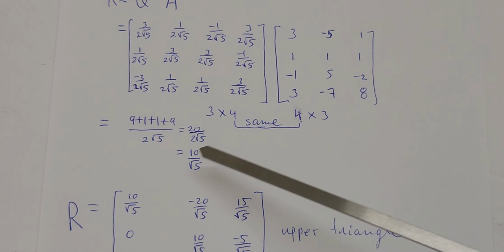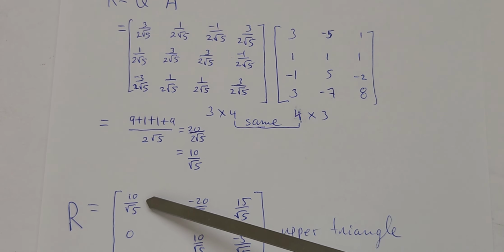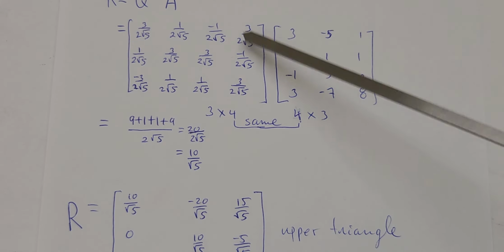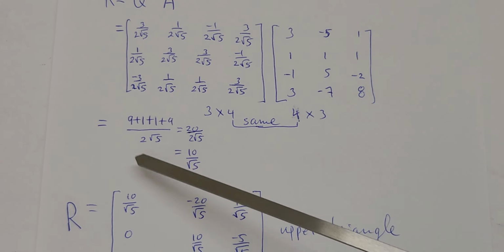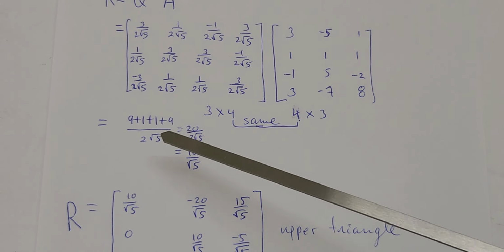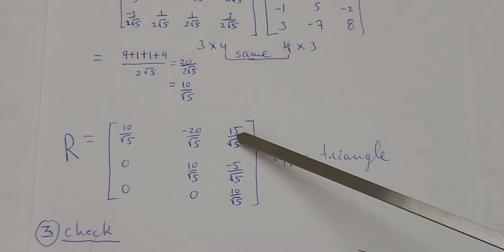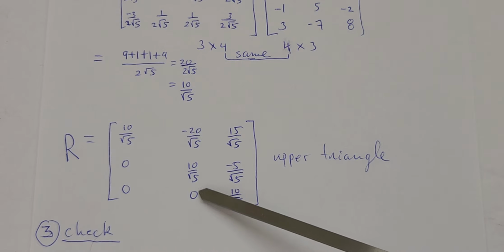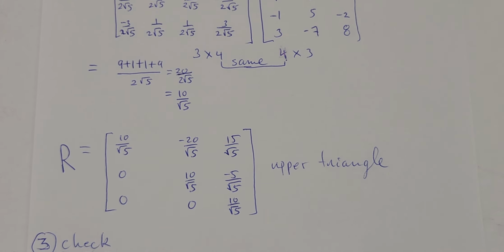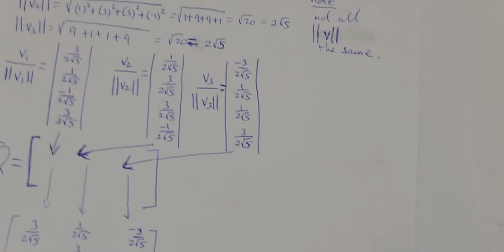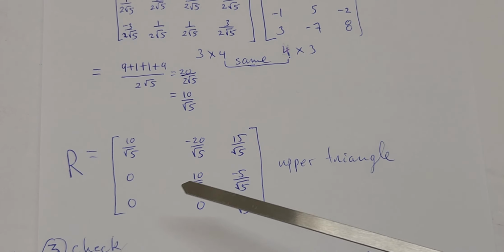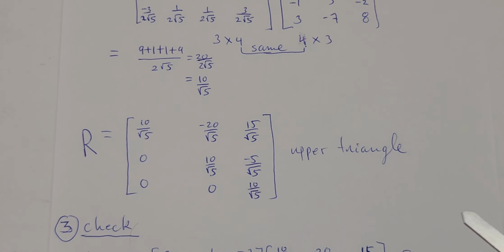Here I write down the calculations for this part only right here. So this calculation right here is this row, this column, add them up, simplify, and gives me 10 square root 5. Repeat that process for all of this entry right here. So this is my R. So I have my Q already. So here's my Q, and here's my R. Now multiply.